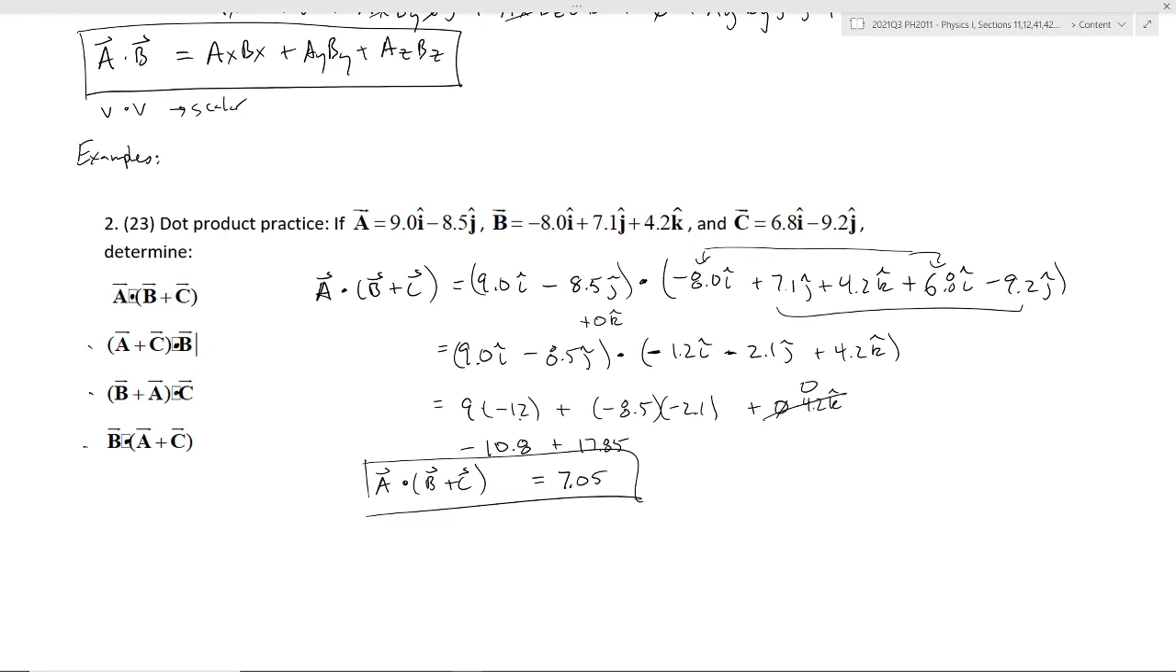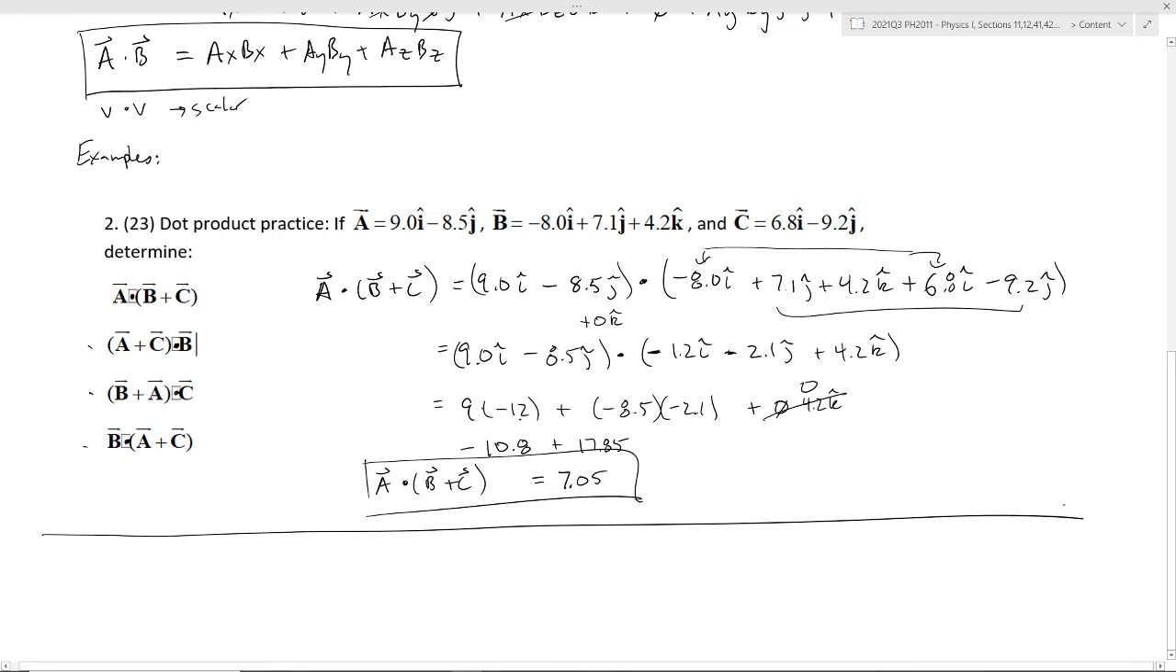All right, so that's just a math example. Let's look at a more physics-oriented example.